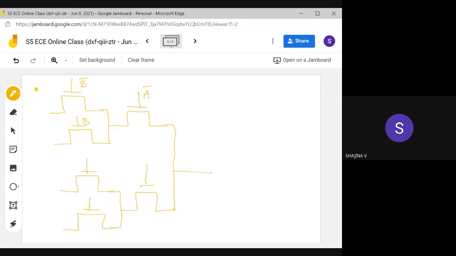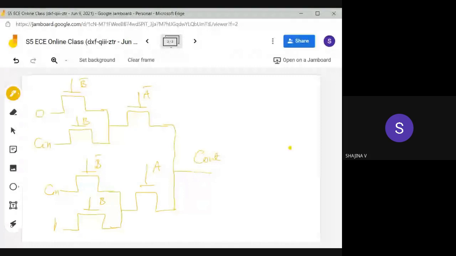So for A bar B bar it is 0. For A bar B it is C in. Here for B bar this is C in. Circuit for carry. ഇതുപോലെ സിംപ്ലിഫൈ ചെയ്ത് വരക്കാൻ പറ്റില്ലേ? ഇത് വേണമെങ്കിൽ സിംഗിൾ പോയിന്റ് ആയിട്ട് കാണിക്കാം കേട്ടോ. സി ഇൻ ഇതുപോലെ രണ്ടെണ്ണം നിങ്ങൾക്ക് വരുന്നുണ്ട്. സോ ഐ ക്യാൻ ഷോ ദിസ്.